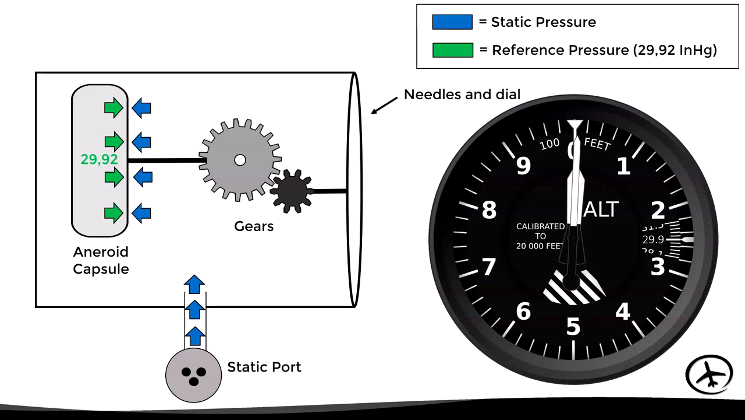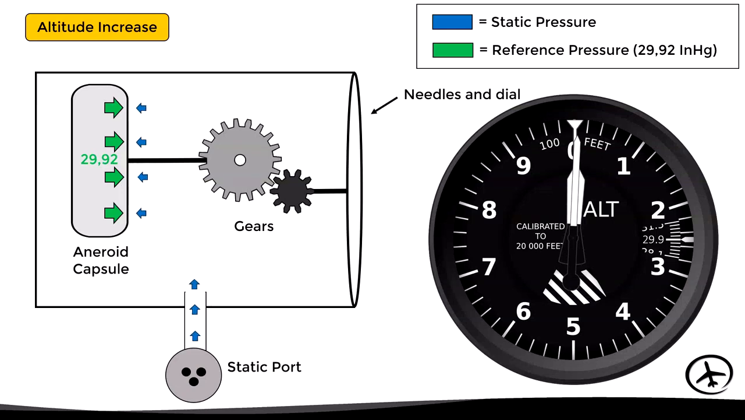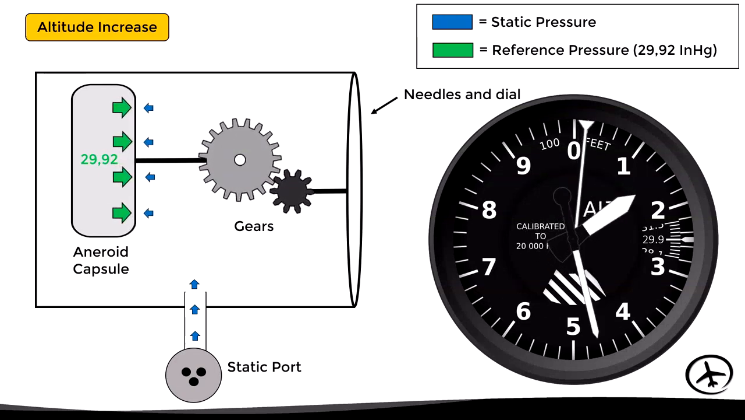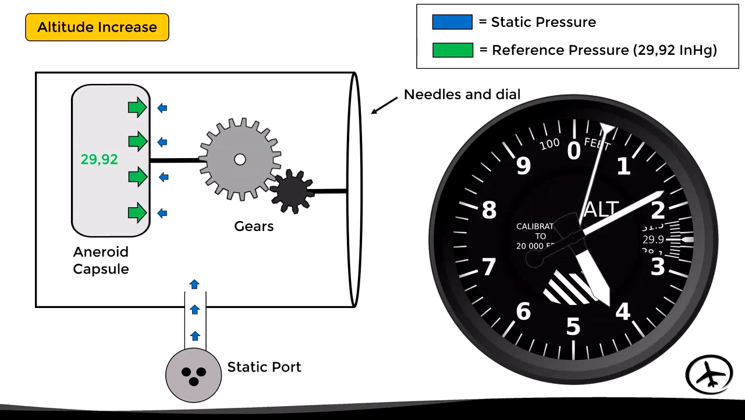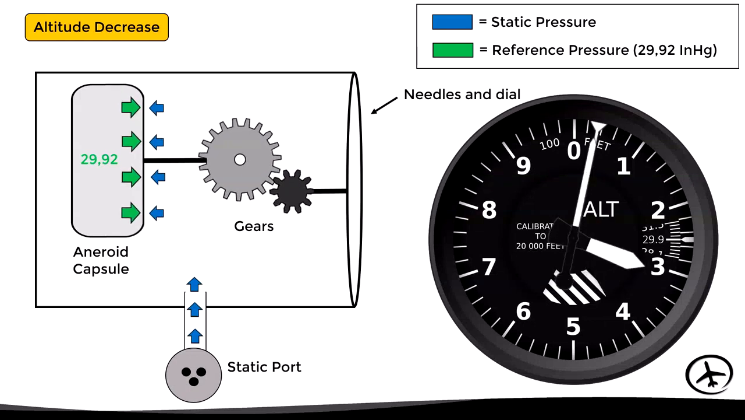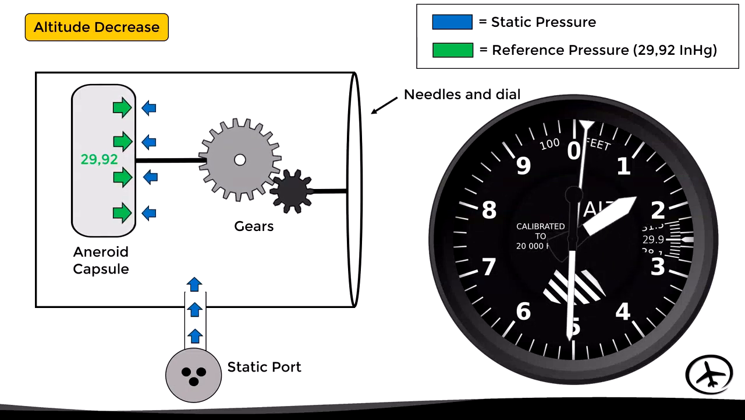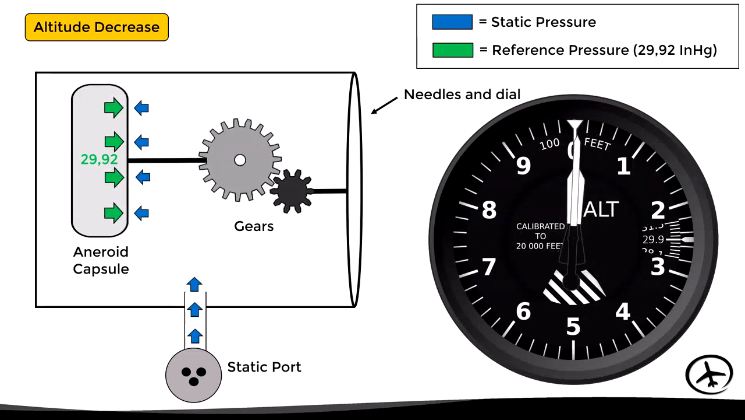Now, if the aircraft starts climbing, the static pressure inside the case will gradually reduce. And since the pressure inside the capsule remains the same, the pressure differential will cause the capsule to expand, moving the gears, which in turn move the needles of the altimeter to indicate an increase in altitude. On the other hand, if the aircraft starts descending, the static pressure will gradually increase, causing the aneroid capsule to contract again, moving the gears and needles to indicate a lower altitude.